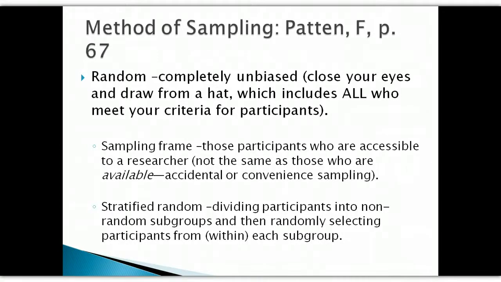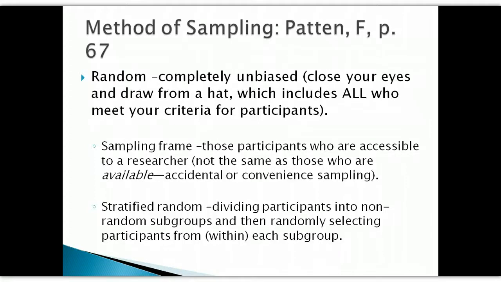So I left off in the first part of this video lecture talking about methods of sampling for your participants in your study. So random sampling, of course, is completely unbiased. You're drawing names from a hat. Let's start again with the sampling frame. I wasn't explaining it very well towards the end of the last video, so let's start with that.